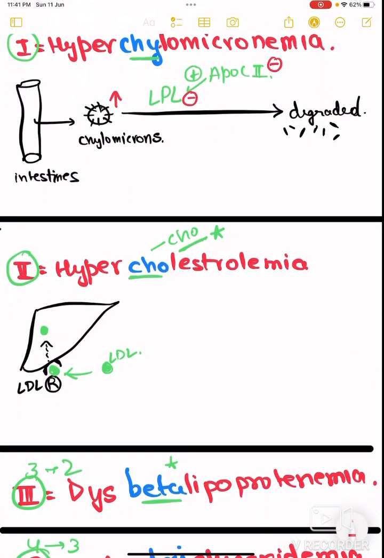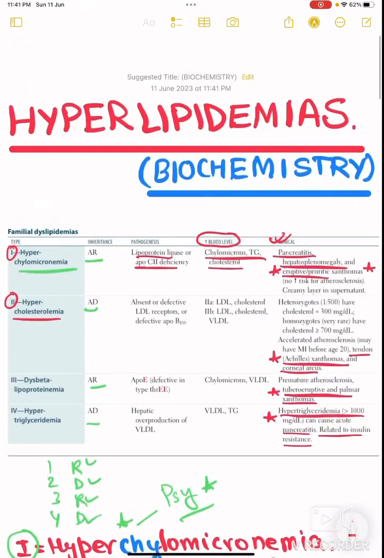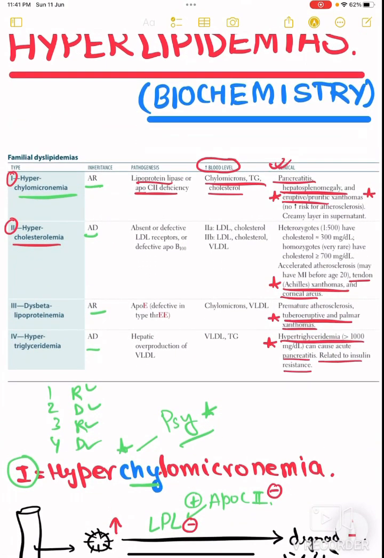Now coming to part 2, hypercholesterolemia. What is hypercholesterolemia? Cholesterol is absorbed from the LDL. There are LDL receptors in the hepatocytes which absorb LDL, and LDL contains a lot of cholesterol. So if there is a defect in LDL receptors, or there is downregulation of LDL receptors, then LDL in the blood will increase and will never reach the hepatocytes. That's why cholesterol will increase in the blood. Absent or defective LDL receptors or defective ApoB100. This is also important. ApoB100 is the part of the molecule which actually binds to LDL receptors and helps in absorption.